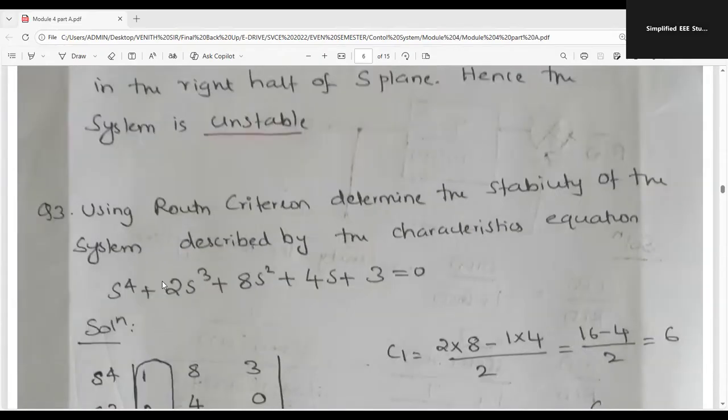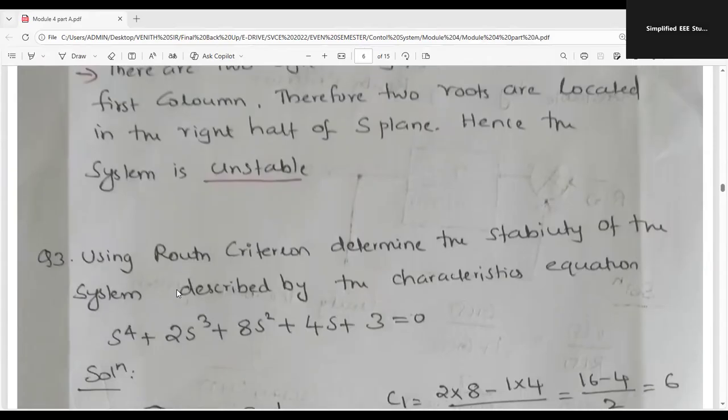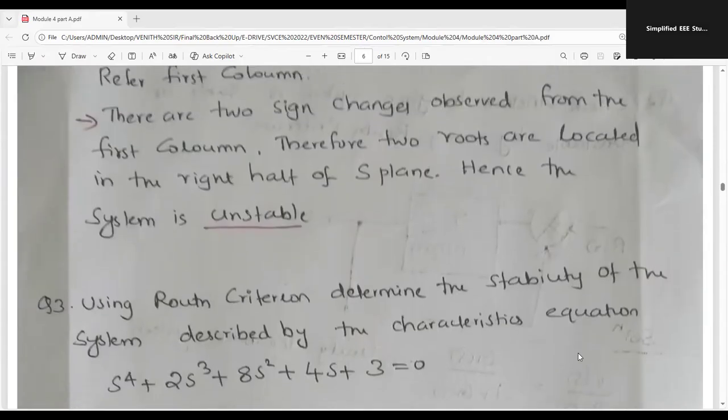So one more question is that you can practice and check whether the system is stable or not, and you can update the same thing in the comment box. So please verify once again. I think you understood how to apply the Routh array.